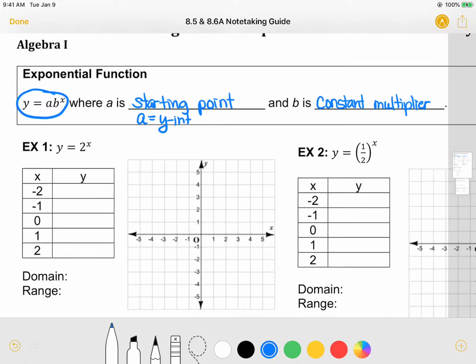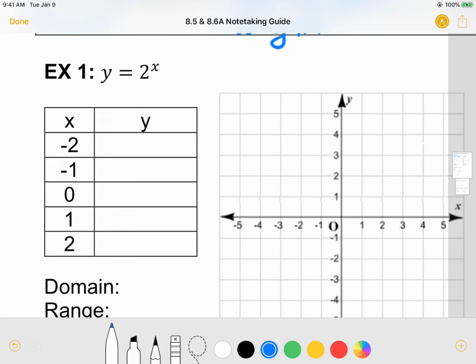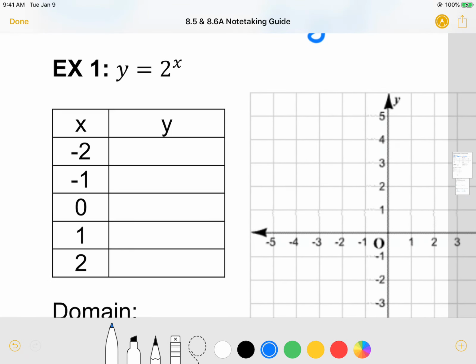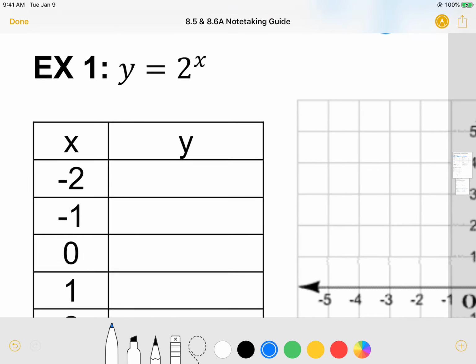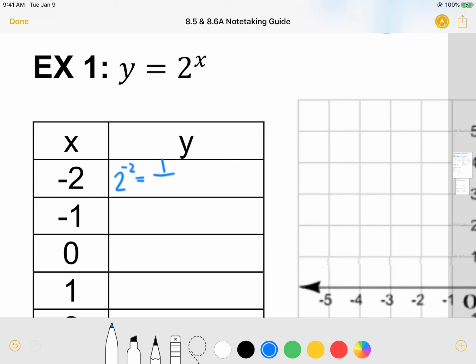All right, so let's jump right in here and let's look at this first example. So what we're going to do is we're going to make a table for the graph, okay? So what I want you to do is take your first point there, -2, and we're going to plug it into the function. So 2 to the -2 power, and we want to rewrite that with no negative exponents. So we're going to flip that guy around and say 1 over 2 squared, which happens to be 1 over 4.